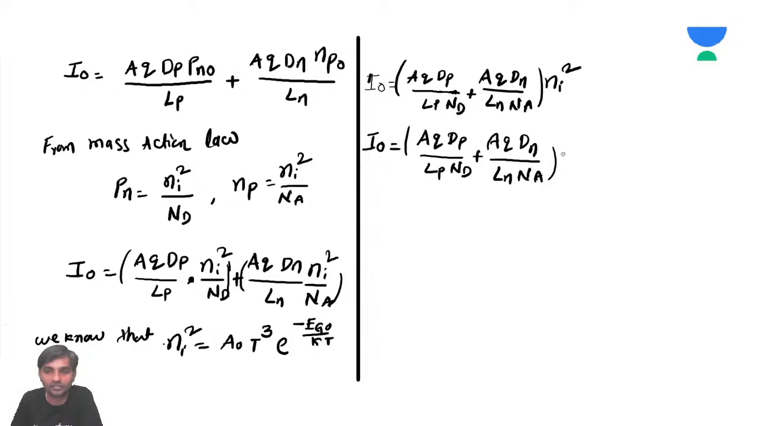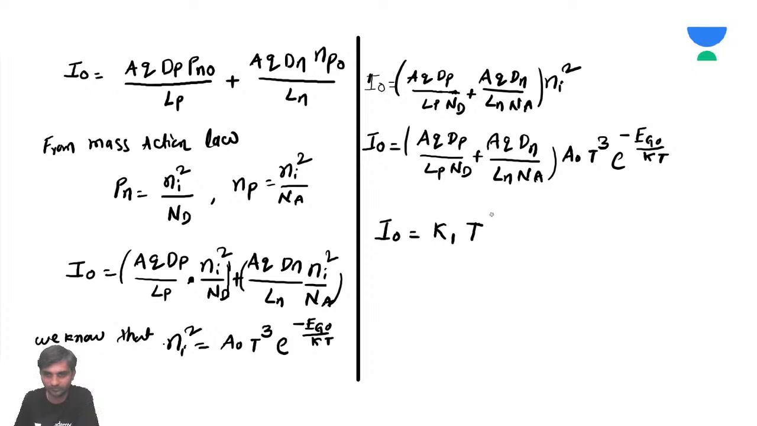But n i square, I'll substitute here, is going to be A naught into T cube into e power minus Eg naught by kT. So assume that everything else is already constant. A is constant, Q is constant, Dp is constant, Lp is constant, Nd is constant, Dn is constant, Ln is constant, Na is constant, A naught is constant. So assuming all these are constants, I naught is going to be, let's assume another constant k1, since k already exists here. If it is constant k1, you are going to have T power m.